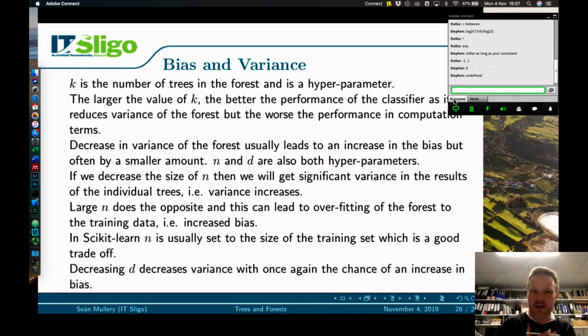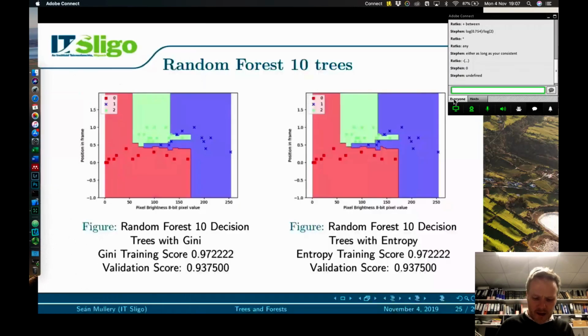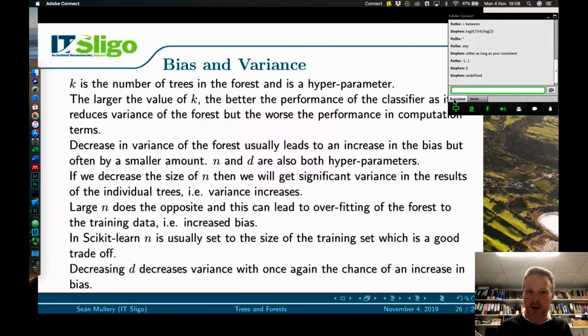If we decrease the size of n, in other words, if we take fewer samples each time, then we'll get significant variance in the results of the individual trees. You can see that back here, that if I only take, let's say, 5 samples in each case, then the sort of tree that I'm going to develop is going to be quite different in each case, depending on which samples I've managed to randomly grab. So if we decrease the size of n, we will get significant variance because each tree will be somewhat different, so the overall variance will increase.